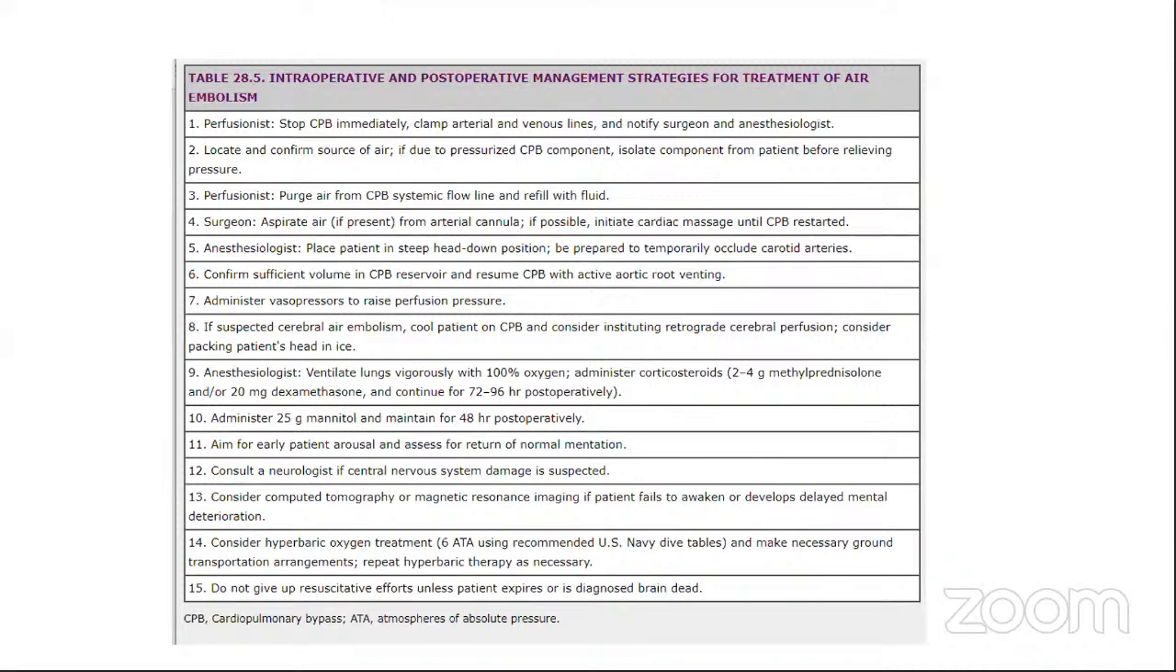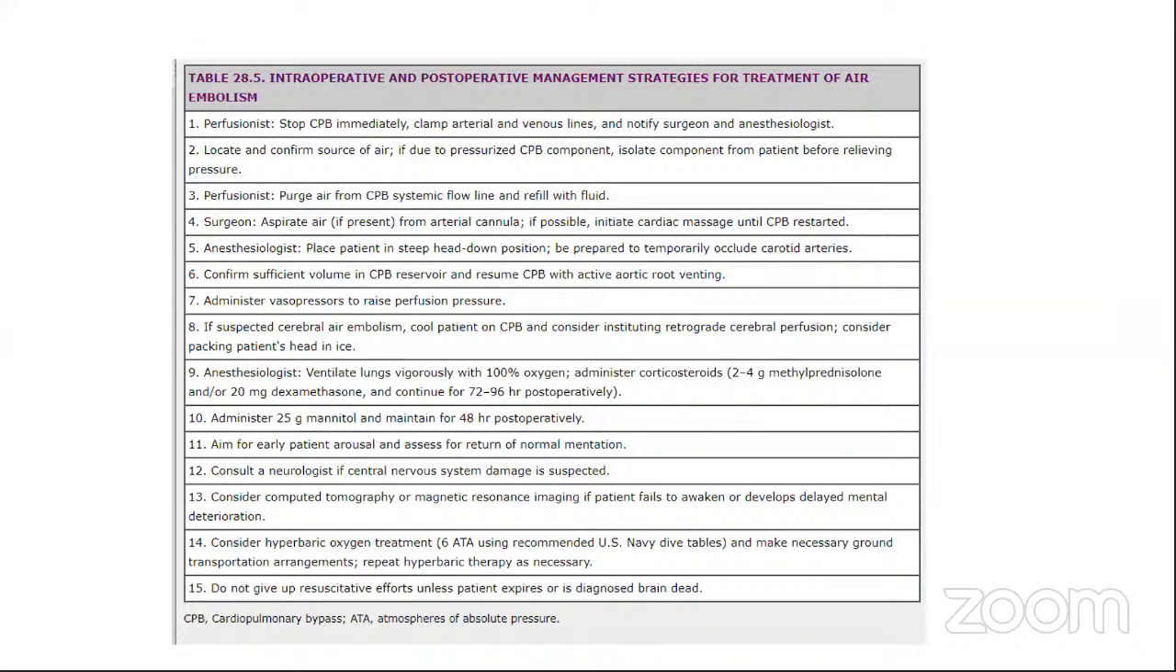And confirm sufficient volume in the cardiopulmonary bypass reservoir to resume cardiopulmonary bypass, and active aortic root venting. There is a vent which clears the root to increase the pressure. If cerebral air embolism is suspected, we have to cool the patient and institute retrograde cerebral perfusion, packing the patient's head with ice, and that will help.